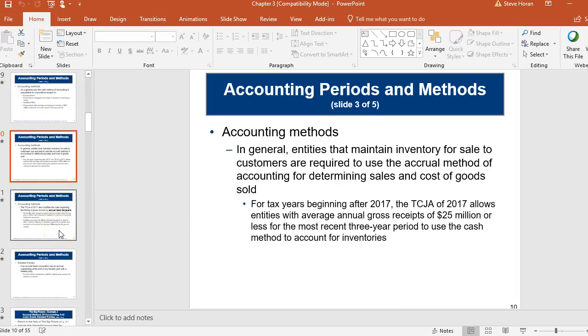In general, entities that maintain inventory for sale to customers are required to use the accrual method of accounting to determine cost of goods sold. There was an exception, though. After 2017, the TCJA allows entities with average annual gross receipts of $25 million or less to use the cash method for inventories.